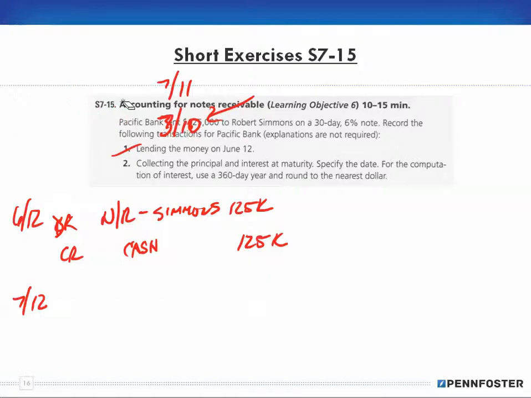All right, but in this case here, June has 30 days, so 30 days from 6/12 is 7/12. All right, so we're going to collect the principal and interest at maturity. So we're going to receive cash, so I'm going to debit my cash. And the question is, how much? Right? Well, we have to figure it out.